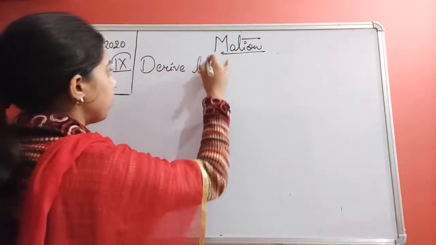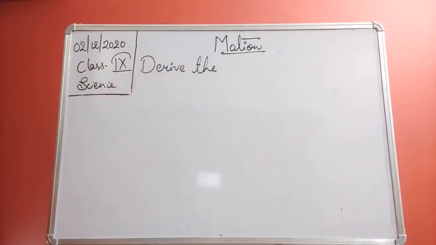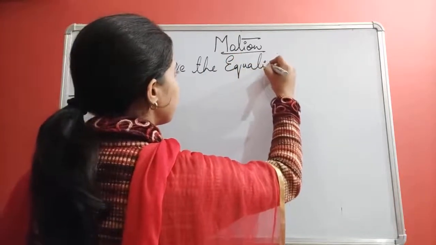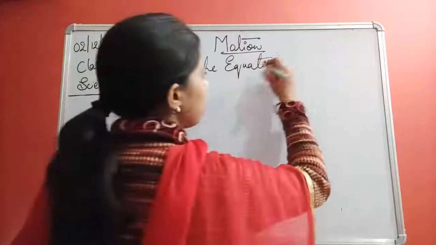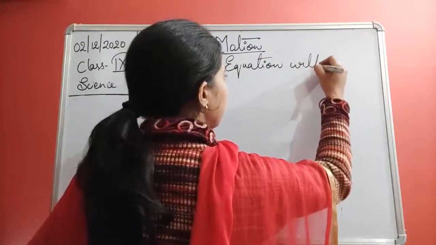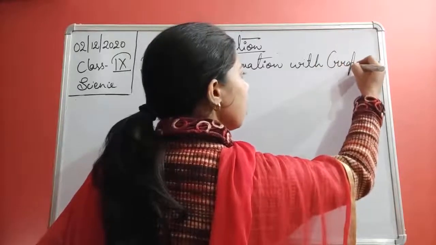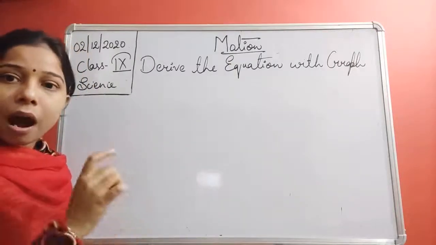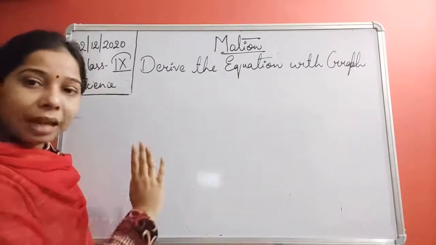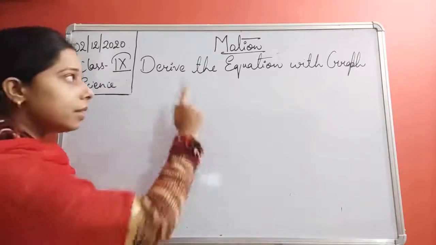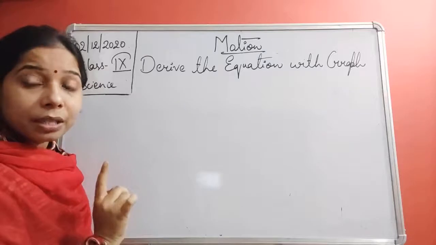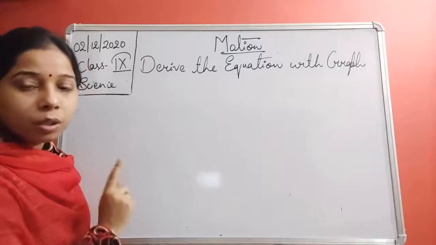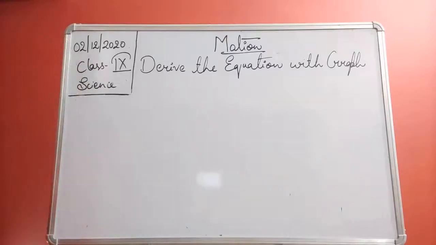Derive the equation with the graph, you can say, or with the graphical representation. So with the help of a graph, how can we derive the three equations of motion? Already we have seen the derivation of the equations, but we haven't seen it with the graph. So now it's our turn to derive the three equations of motion with the help of a graph. So let us derive it.